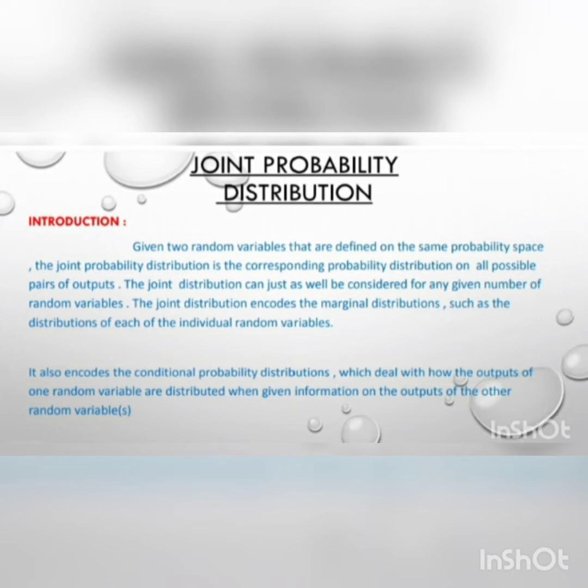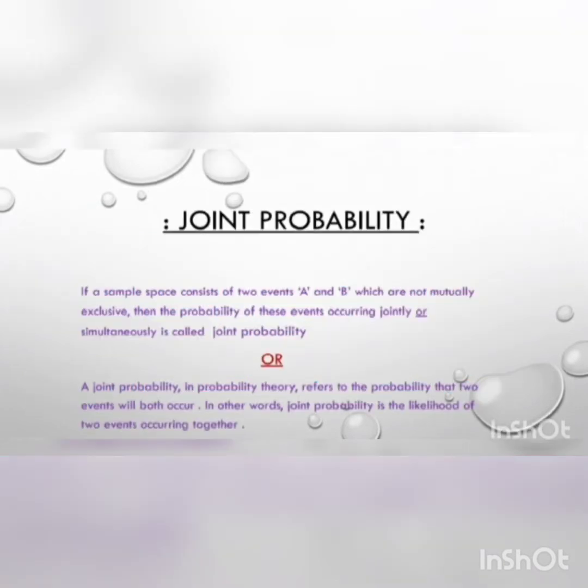The joint distribution encodes the marginal distribution, such as the distribution of each of the individual random variables. It also encodes the conditional probability distributions, which deal with how the outputs of the random variables are distributed when given information on the output of other random variables.